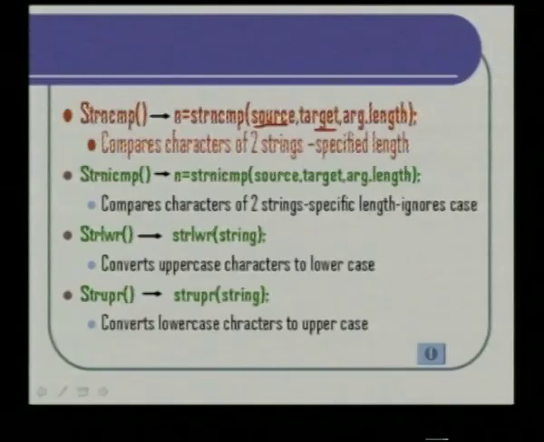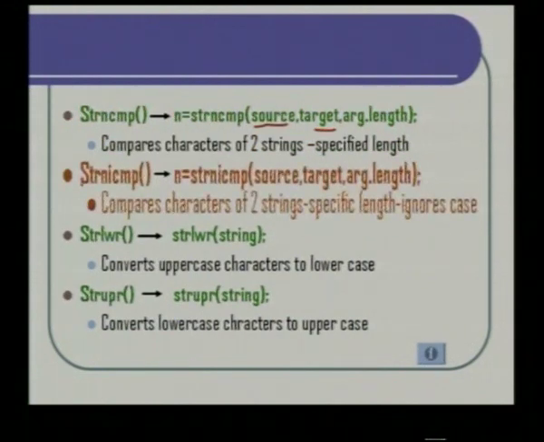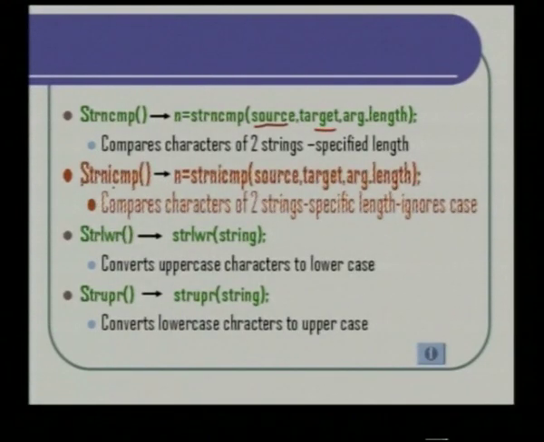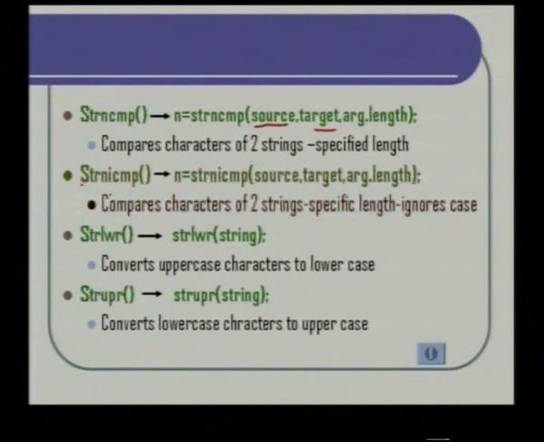This also returns an integer value, so there should be an integer variable to collect it. Now, if you want to compare two strings, only certain characters, ignoring the case, you have to use strnicmp, which will ignore the case of the characters and compare the two strings. This also returns an integer value. If it is 0 they are identical, if it is not 0 they are not identical. That is why there is a collecting variable.